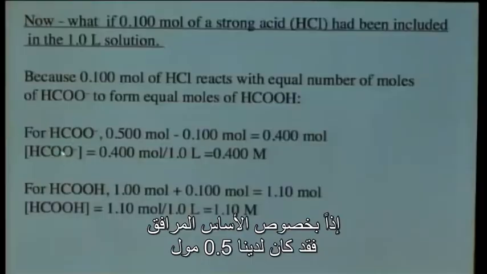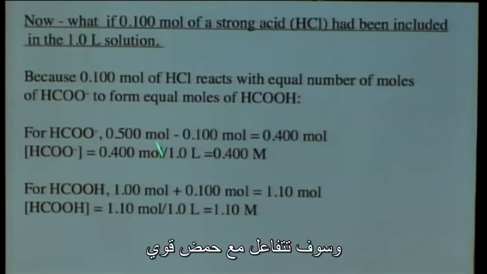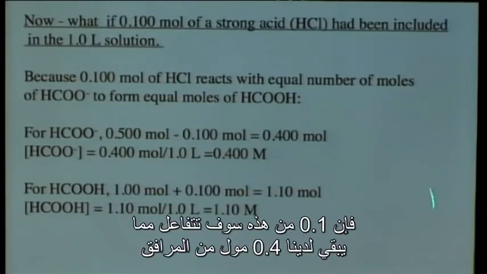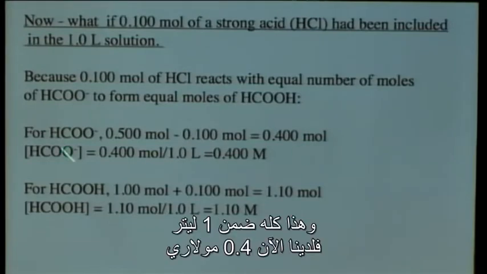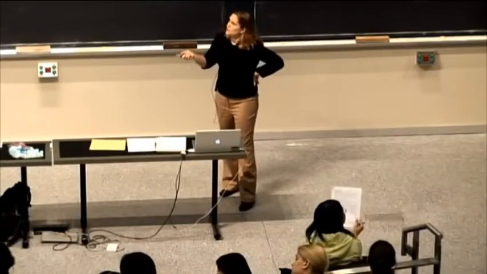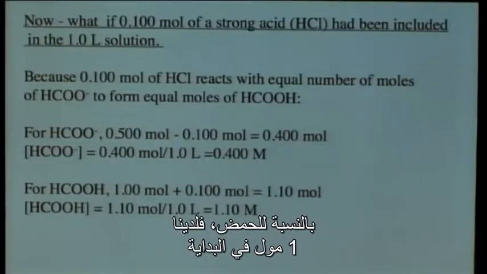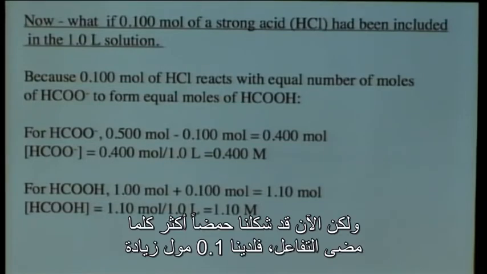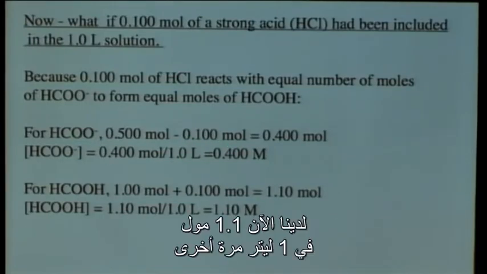For the conjugate base, we had 0.5 moles before, and it's going to be reacting with a strong acid. So 0.1 of those will react, leaving us with 0.4 moles of the conjugate base, and that's in 1 liter. So now we have 0.4 molar. For the acid, we had 1 mole to begin with, but now we form more as the reaction has taken place. And so we have 0.1 more. So now we have 1.1 moles, again, in 1 liter.